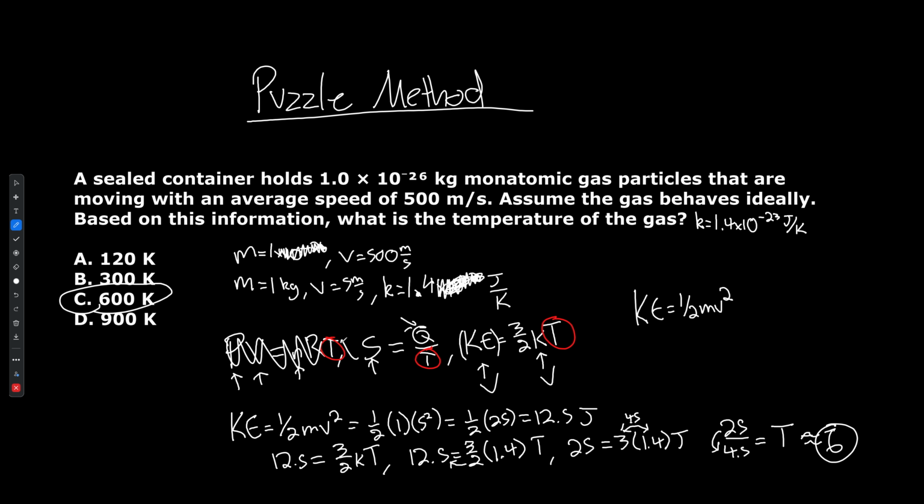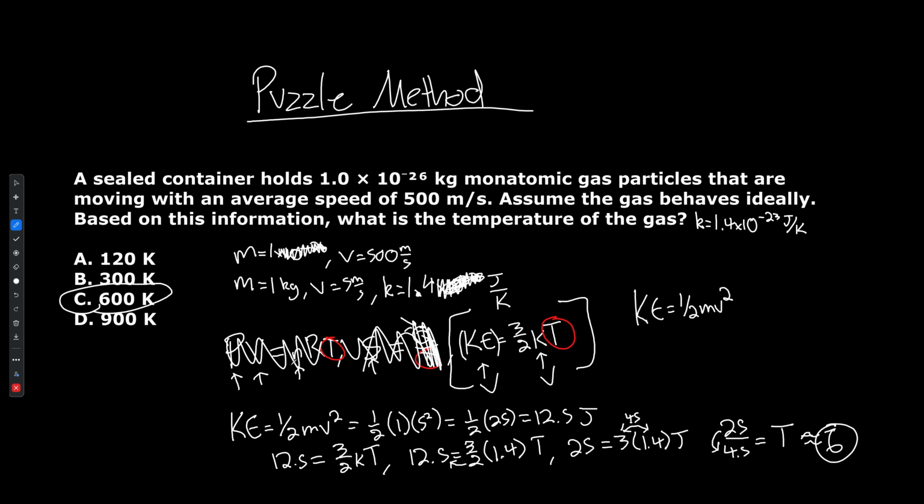Whereas in the equation that we ended up using, this kinetic energy equation, I gave you the Boltzmann constant, and I gave you a way to solve for kinetic energy. Framing it that way makes it much easier to see, okay, yes, this is the equation that's going to give us our final answer. We just have to work backwards. And that's what we did. We solved for kinetic energy, plugged it into the equation, solved for T, and we got 600 specifically. So that's basically my summary of the puzzle method.